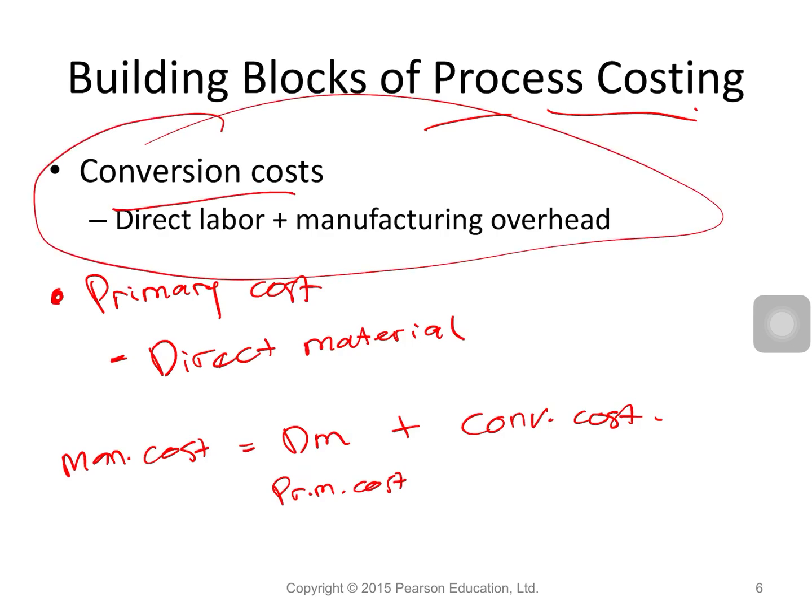Conversion cost means direct labor plus manufacturing overhead. Conversion means you convert raw materials into the next step. You convert that direct materials into another good, or another shape, or it becomes a mixture. To convert that direct materials into that thing, you need direct labor and other manufacturing overhead or other manufacturing cost.